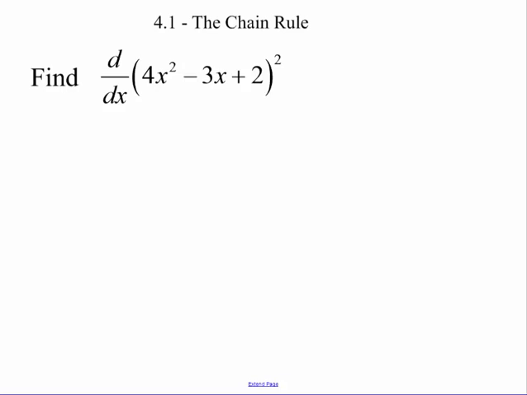So if you see here, if we want to find the derivative right now, what you guys would probably do is you would multiply out this polynomial. When you multiply out that polynomial, this is what you get. We know how to multiply out polynomials, so I'm not going to go through that with you guys.